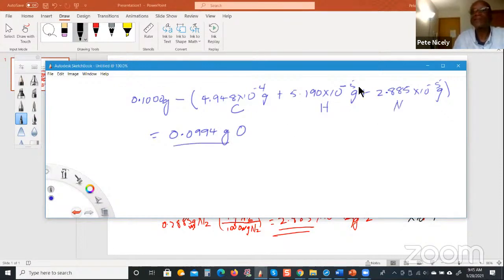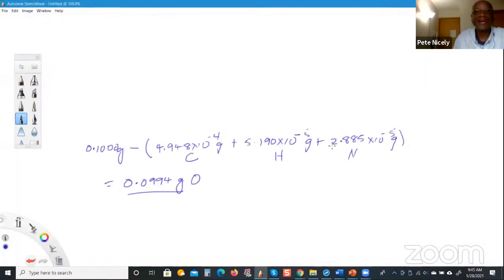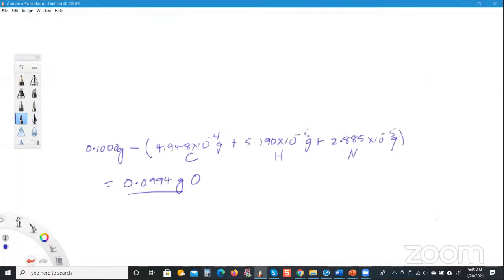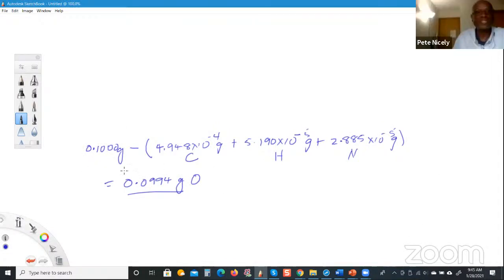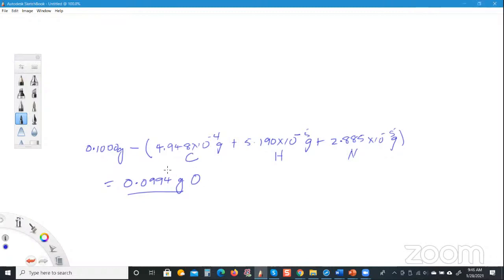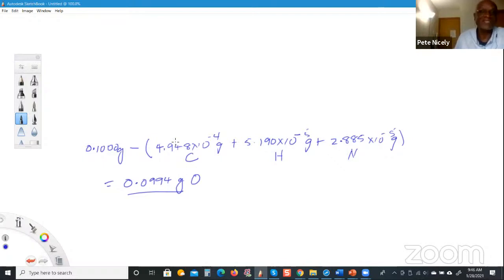So the next step is you were supposed to subtract all that from 1,000? From 0.100, well, 1,000 milligrams, which is 0.1000 grams. Okay. Yeah. Right. I skipped that step. Basically, I convert the milligrams to grams for the mass of the entire compound.